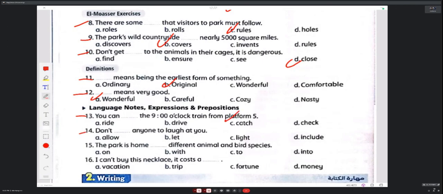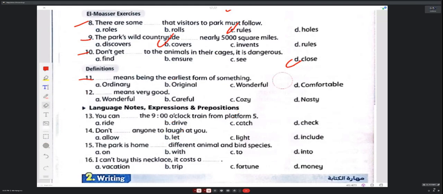Don't dash anyone to laugh at you. Don't allow. Don't let someone do, not to do. So allow: don't allow anybody to laugh at you. But if we omit "to" here, we can use let. Don't let anyone laugh at you.